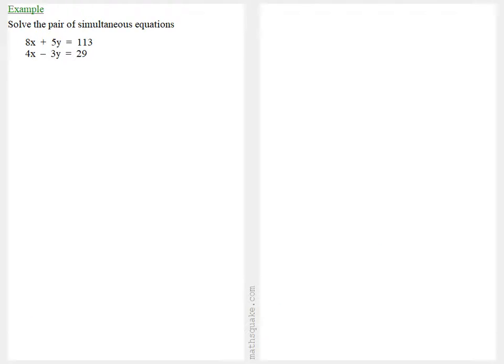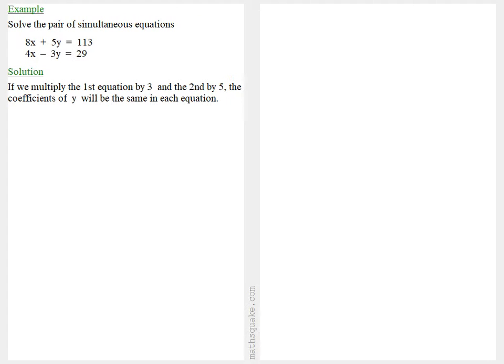Let's have a look at another example. Solve the pair of simultaneous equations 8x plus 5y equals 113 and 4x minus 3y equals 29. Well, to solve this, we're going to have to multiply the first equation by 3 and the second equation by 5. If we do that, the coefficient of y will be the same in each equation.